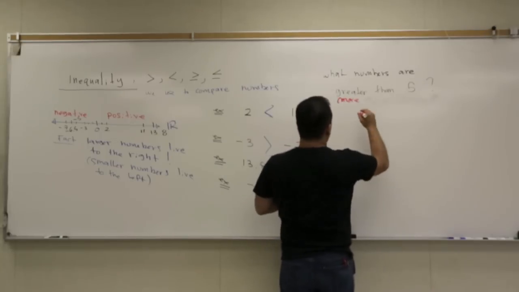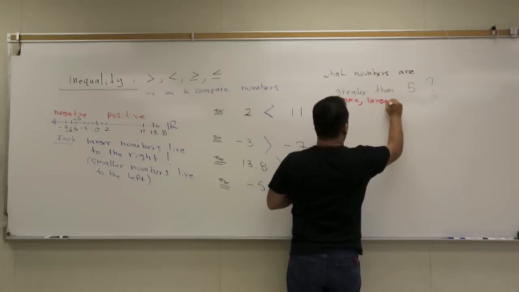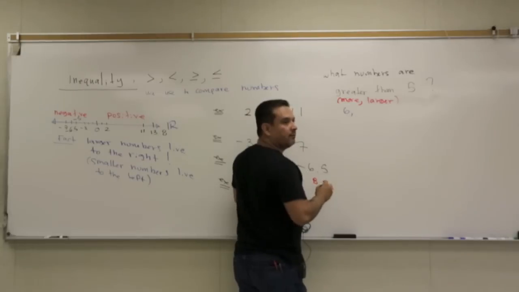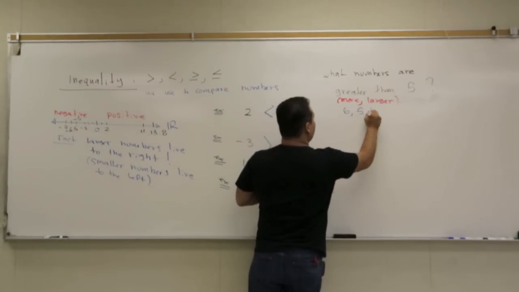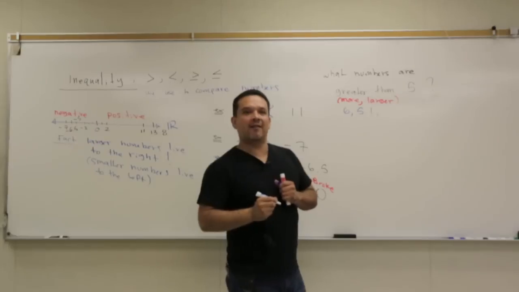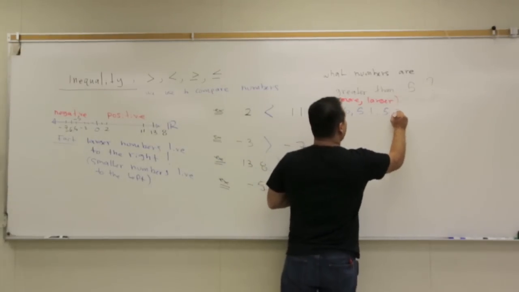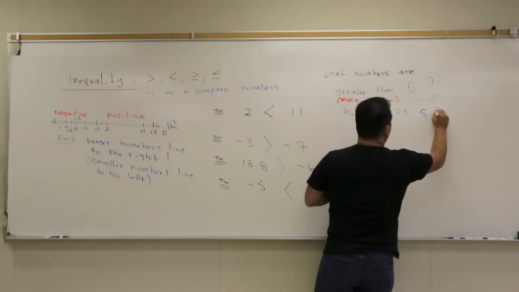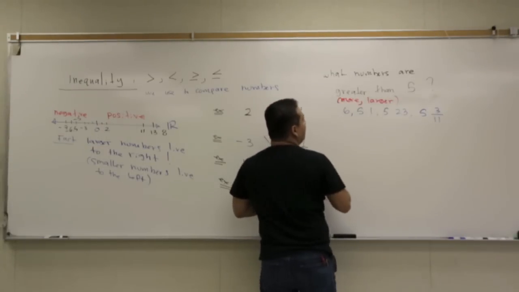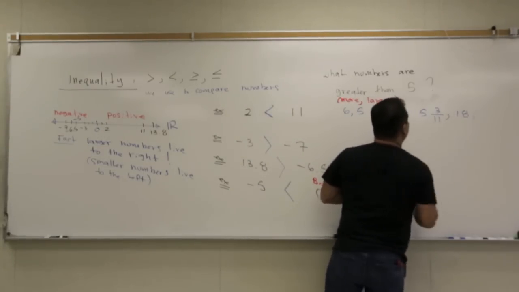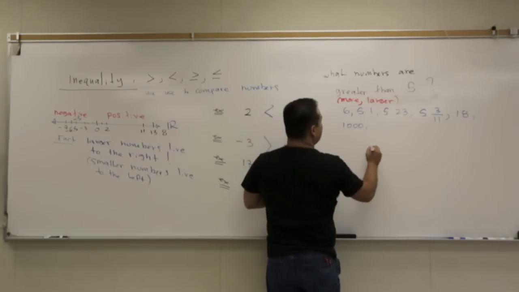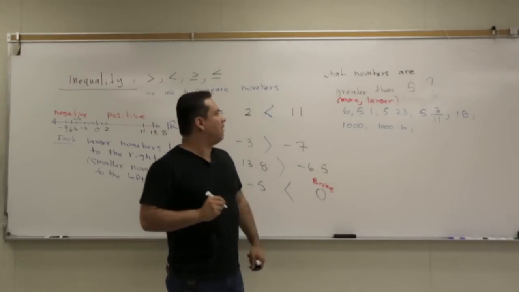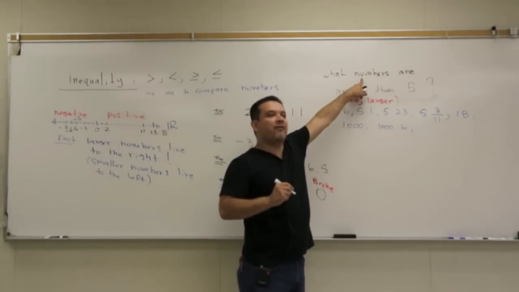Okay. You're going to tell me 6. Isn't 6 larger? That's true. What else? 5.1. Good. What else? How about 5.23? Okay. How about 5 and 3/11? Okay. How about 18? How about 1,000? How about 1,000.6? In other words, ladies and gentlemen, are all of these numbers more than or greater than 5?